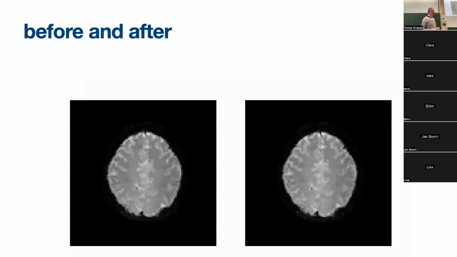So this can be dreadful. It can also be okay-ish. Here's an example of what it might look like. This is a subject that's moving before correction, and this is after correction. So you can see how this is an incredibly important step in our preprocessing.